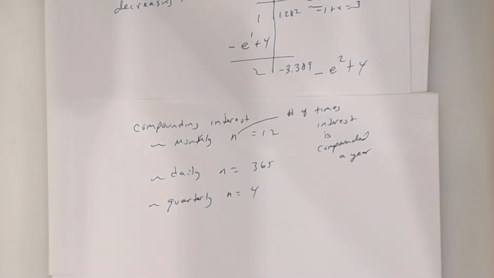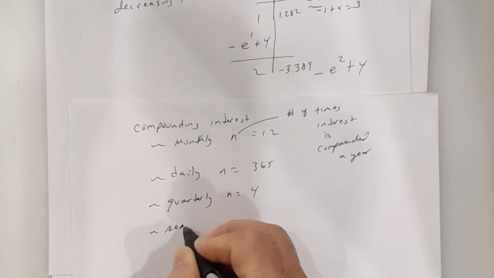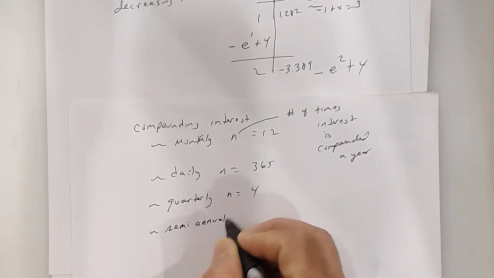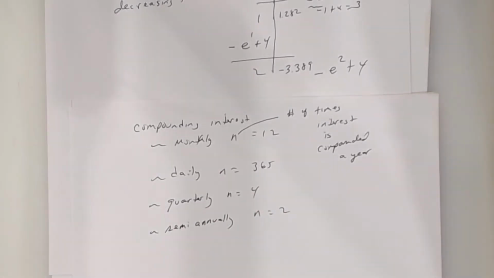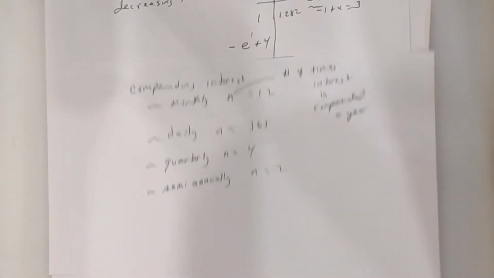And the other one you need to be familiar with is semi-annually. What's semi-annually? Twice. I think those are the only 4 you need. So monthly, N is what? 12. Daily, N is 365. Quarterly, N is 4. And semi-annually, N is 2. Semi-annually means every 6 months. So 2.